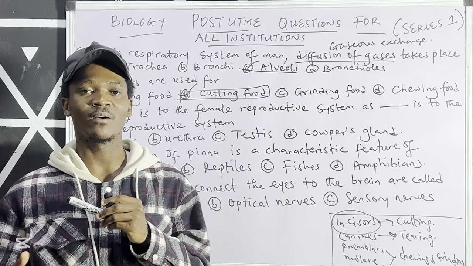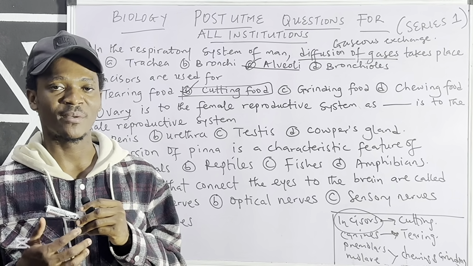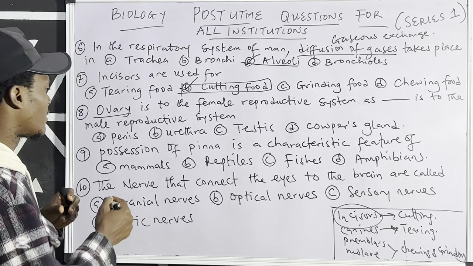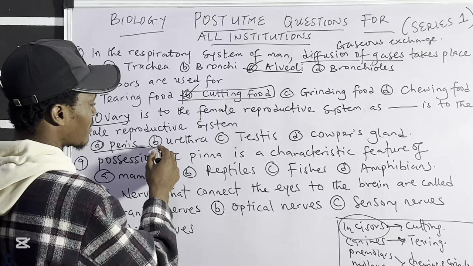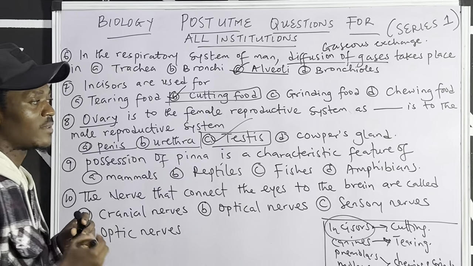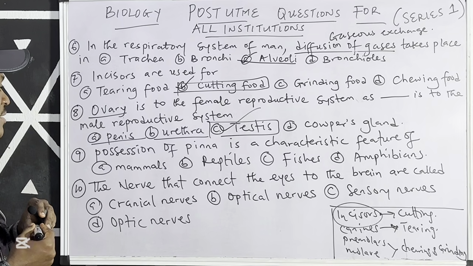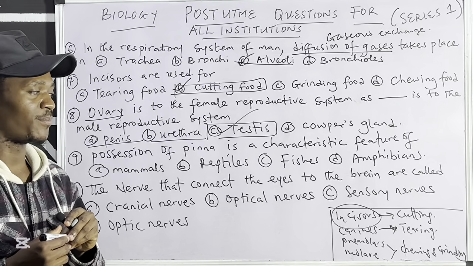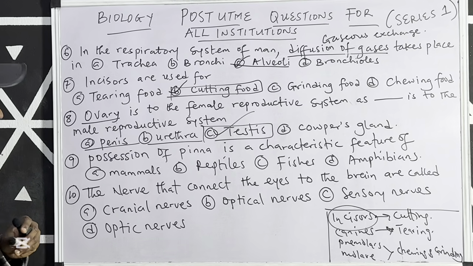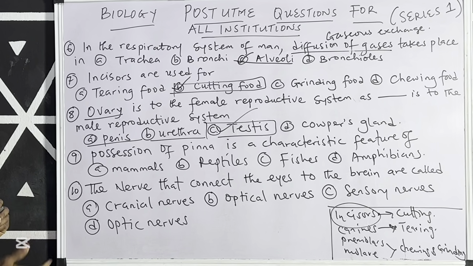Then what about the one that will produce the sperm of males? The testis. So let's check. Penis is not part of the urethra. Then the testis is the one that produces the sperm, which is the sex gamete of the male reproductive system. Alright, so the answer is testis.